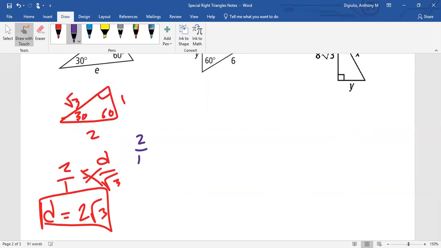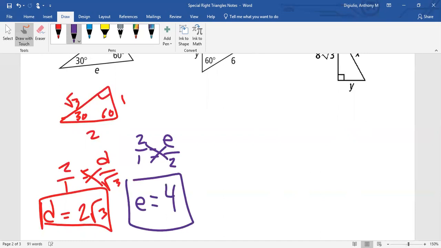So we've got the regular triangle over the reference triangle equals regular triangle, or the one we're trying to solve for, e over my reference triangle, which is 2. And then from here, I can cross multiply. E times 1 is going to give me e. 2 times 2 gives me 4. And I've just solved for the 2 missing sides of that triangle.